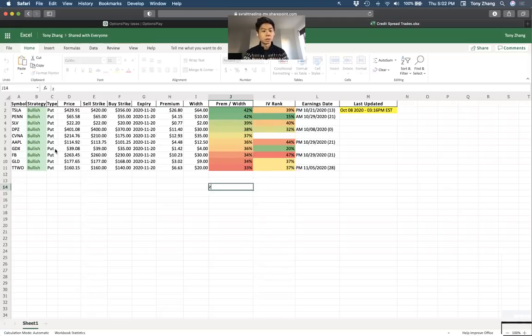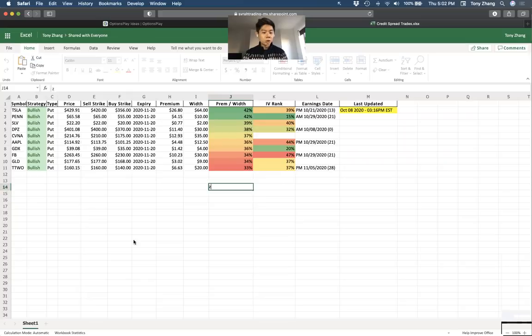So Facebook, as you can see, out of all of these, actually has the highest IV rank here. But this particular one only collects 34% of the width. So the premium here is not as attractive as something like this, but certainly still up there in terms of an opportunity that is suitable, in my opinion.